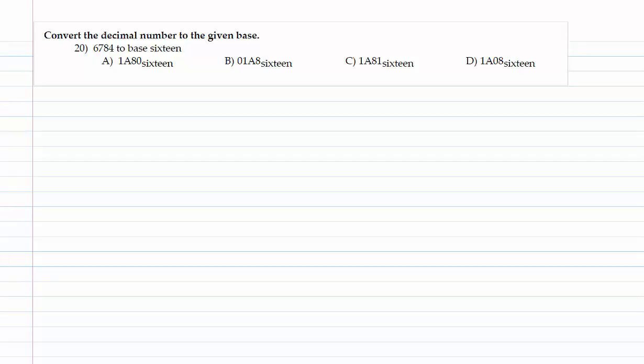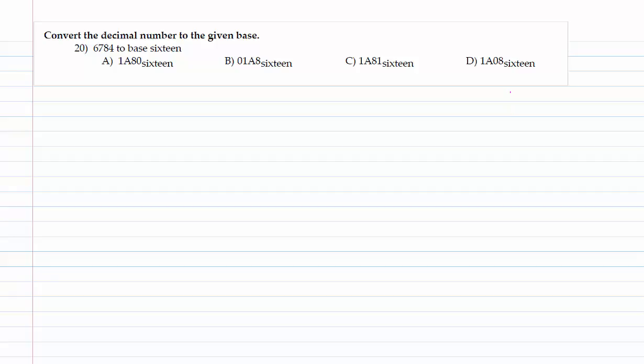Question number 20, we're asked to convert 6,784 from base 10 to base 16. Remember that when you're going from a base 16 or base 7 into base 10, we multiply. But when we're going from base 10 into a different base, we're going to use a division algorithm. Before I get into working this one out, I need to talk a little bit about base 16.